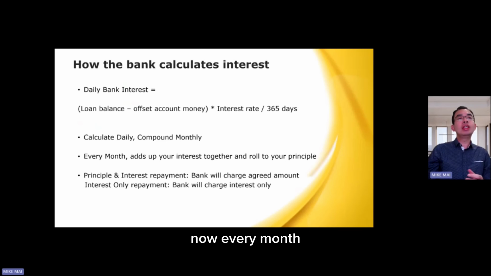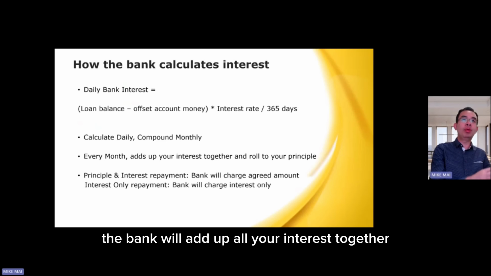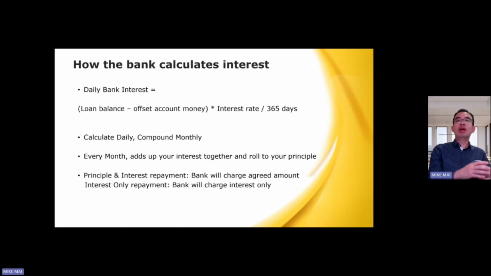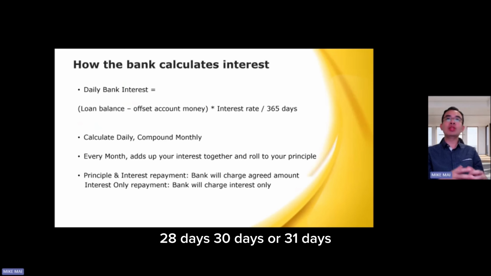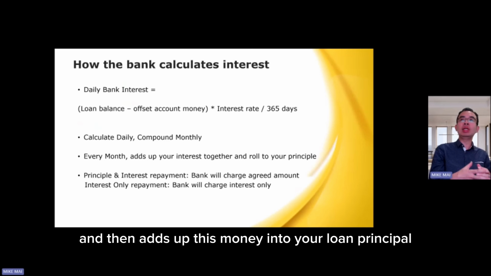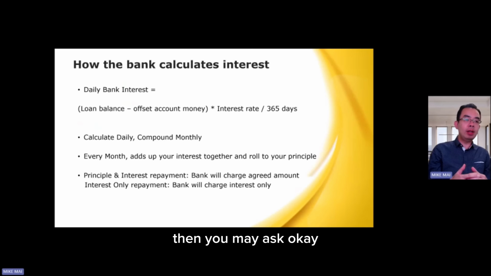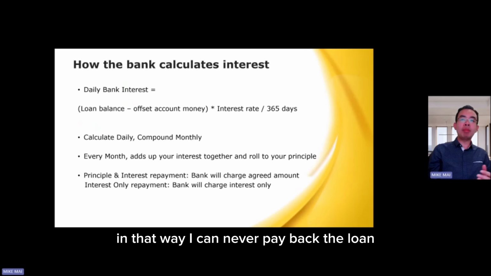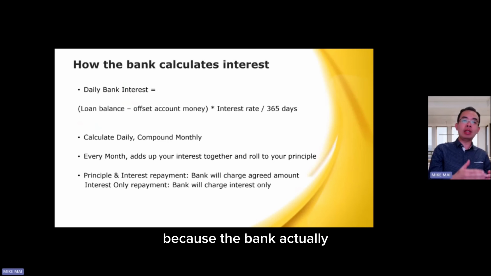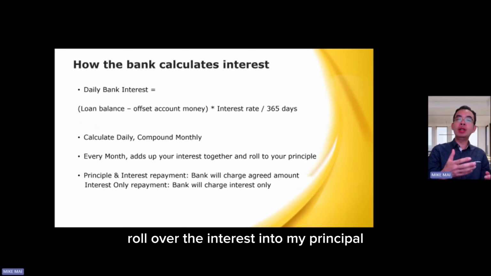Now every month, the bank will add up all your interest together, 28 days, 30 days, or 31 days, and then add this money into your loan principal. Then you may ask, okay, in that way, I can never pay back the loan because the bank actually rolls over the interest into my principal.